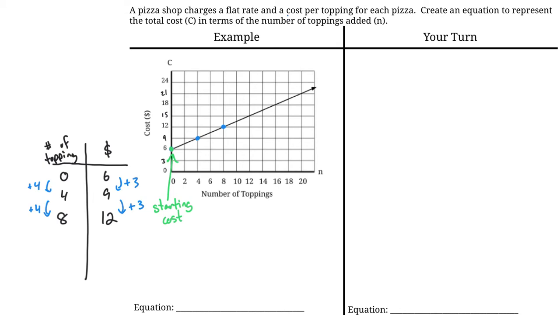So we need to find the cost per topping. This is our rate of change. And since our cost is going up by $3 for every 4 toppings, we can do 3 divided by 4, and that means we're going to get 75 cents per topping.